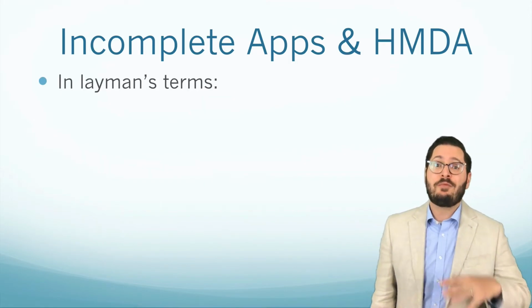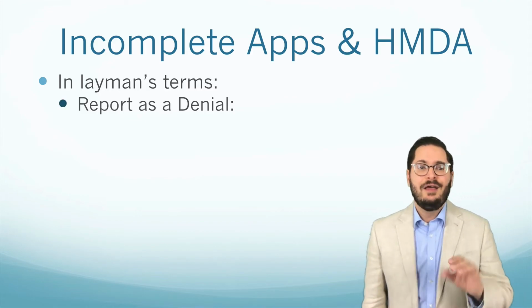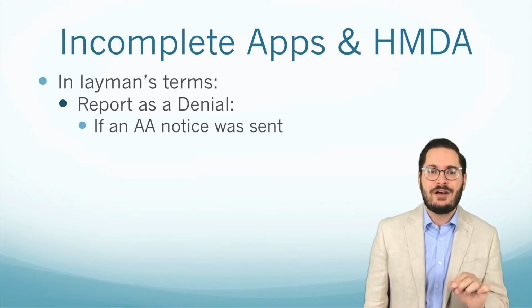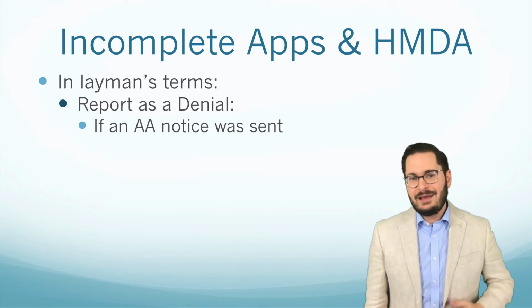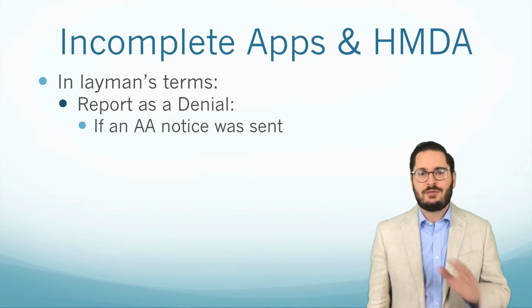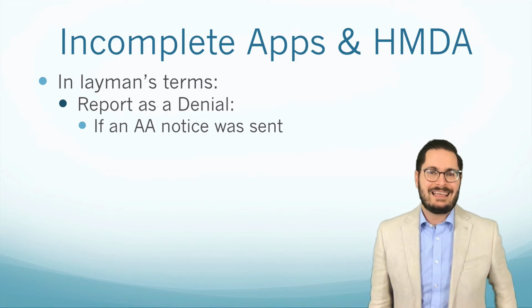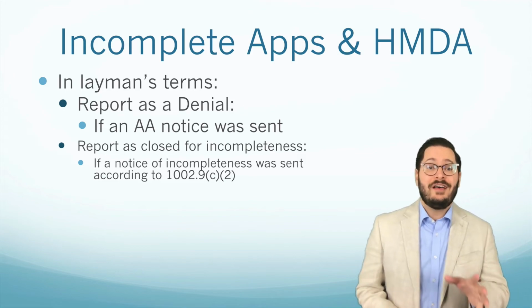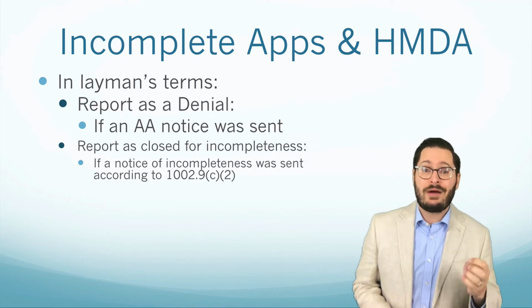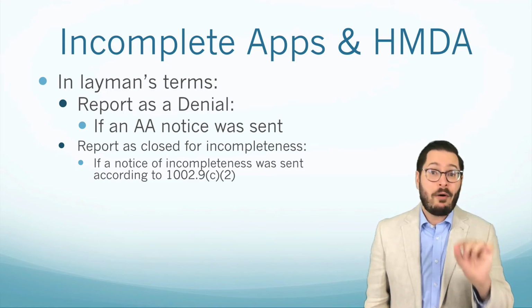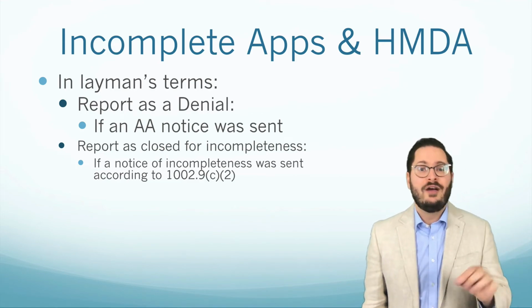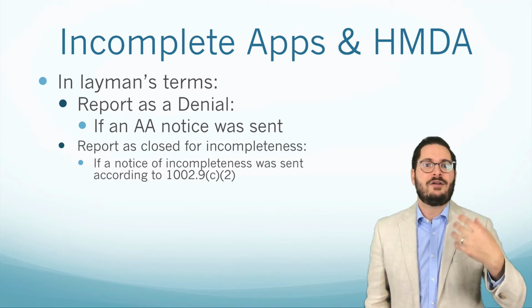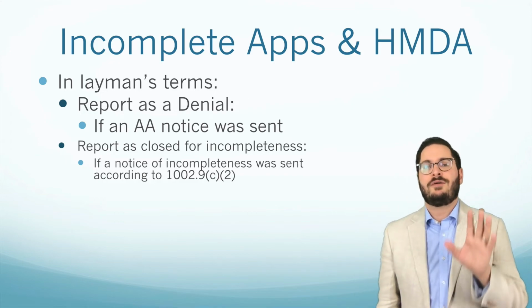So that's a mouthful. So let's put it in layman's terms. Let's make this easy. Let's break it down. You report your loan as a denial when you have an adverse action notice that was sent to the customer. So you denied them, you sent it to the customer, you may have said denied for incompleteness, whatever your reason, then you report it as a denial. You report it as closed for incompleteness if a notice of incompleteness was sent in accordance with 1002.9(c)(2) of Regulation B, which is the part of Regulation B that outlines the rules for sending the notice of incompleteness. So as long as you complied with Regulation B in sending that notice of incompleteness, you then can report the loan as closed for incompleteness.